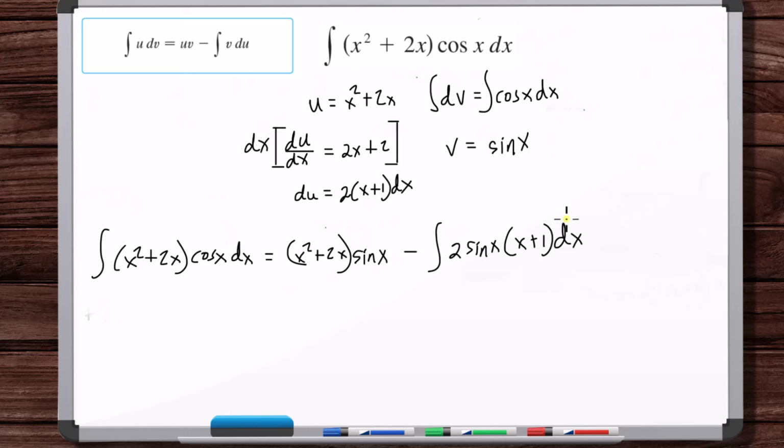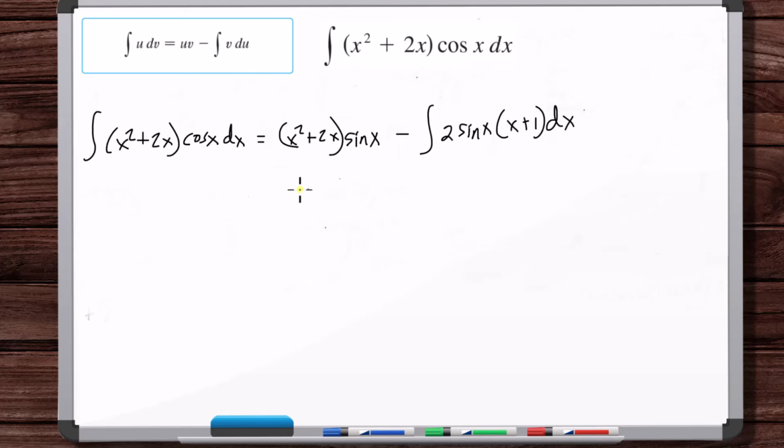Okay, have we gotten a simpler integral? Yeah, it looks like we have. I don't know how we're going to solve this yet, but it looks simpler. We still have a trig function, sine of x, but now instead of a second order polynomial, we've got a first order polynomial. So it looks like we'll need to do integration by parts again. Let's take that 2 out.